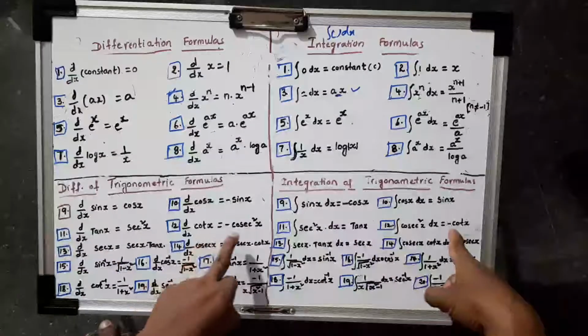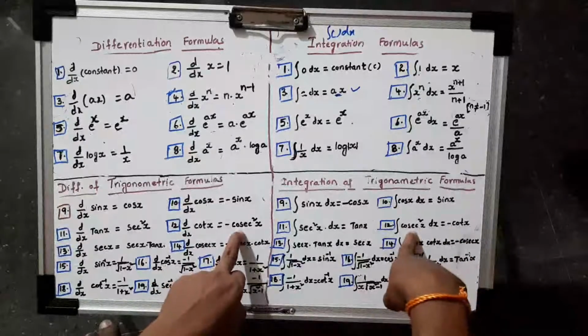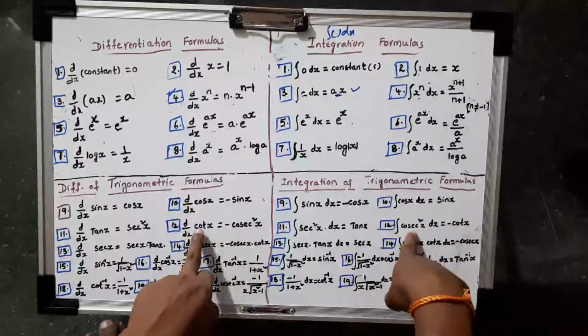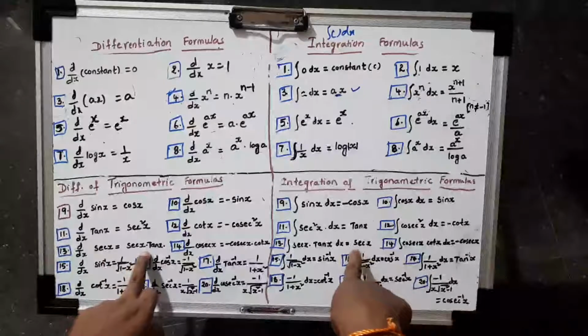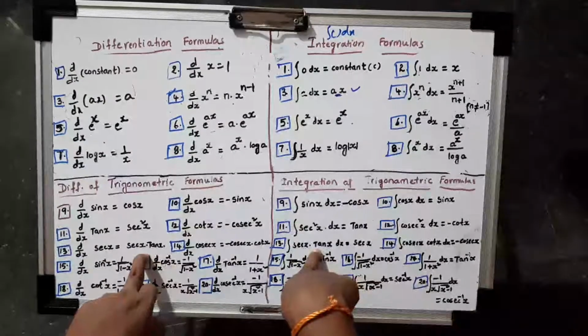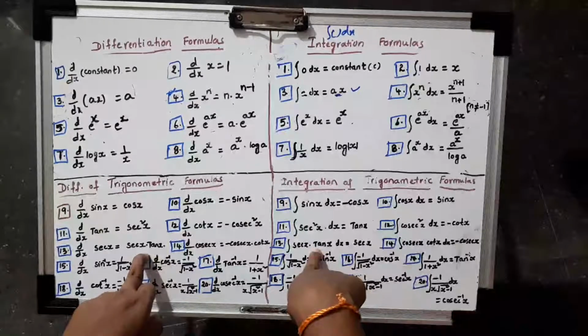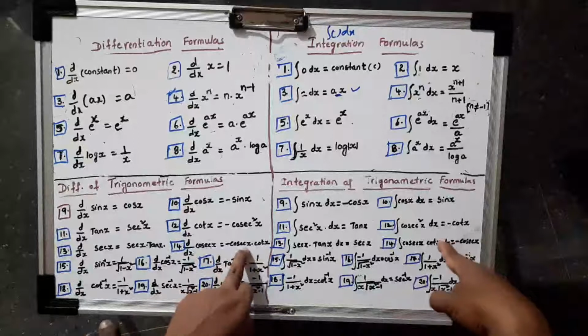Cot x derivation is minus cosecant square x. See here, cosecant square x integration is, you shift this negative to here, minus cot x. Secant x derivation is secant x tan x. When we do the integration of secant x tan x, you will get secant x.